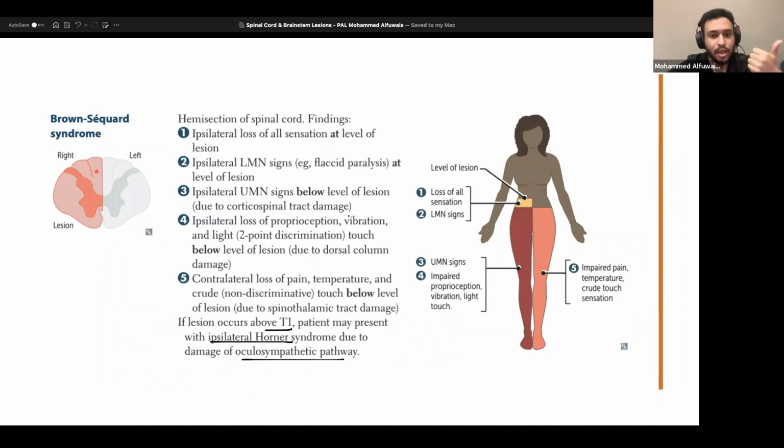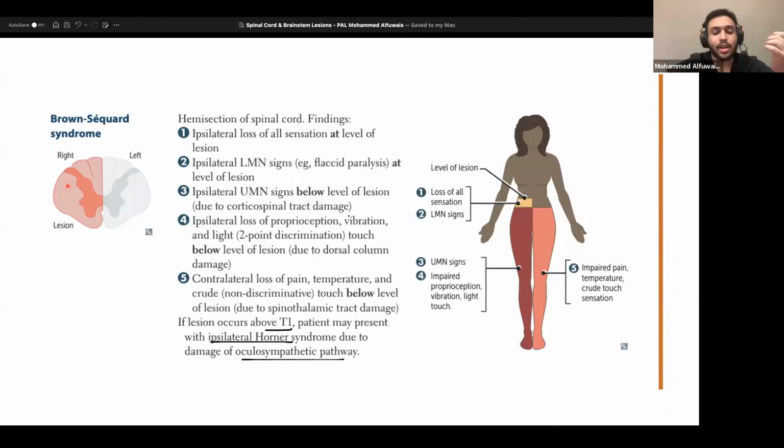So dorsal column, you'll have ipsilateral loss of conscious proprioception and vibration at the same level of below the lesion, ipsilaterally. You'll have spastic type of paralysis, an upper motor neuron lesion. Reason why is the corticospinal tract will not be able to descend down. So the lower motor neurons will be more firing. And this will basically lead to spastic paralysis, hypertonia, hyperreflexia, a positive Babinski sign ipsilaterally below the lesion.